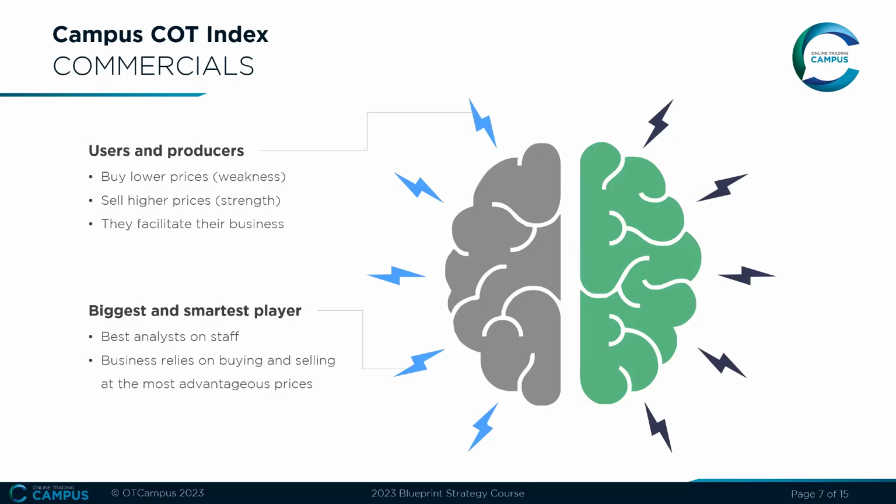So when we analyze our finite markets, gold, silver, palladium, crude oil, natural gas, it's going to be immensely important that we also look at the users and producers, because they will be the smartest money in the game for those markets. But the users and producers are not the smartest for all markets.